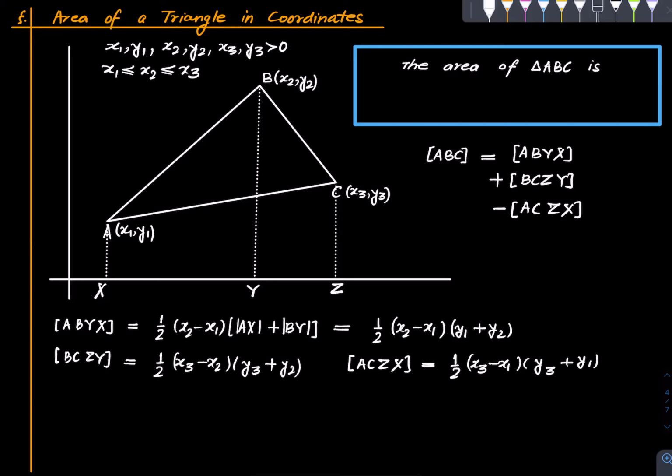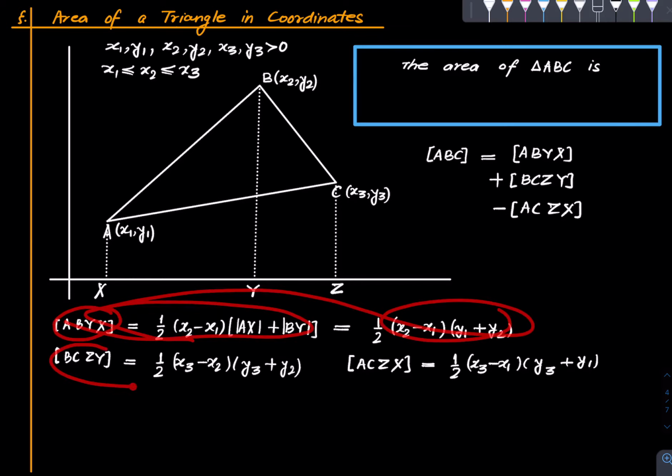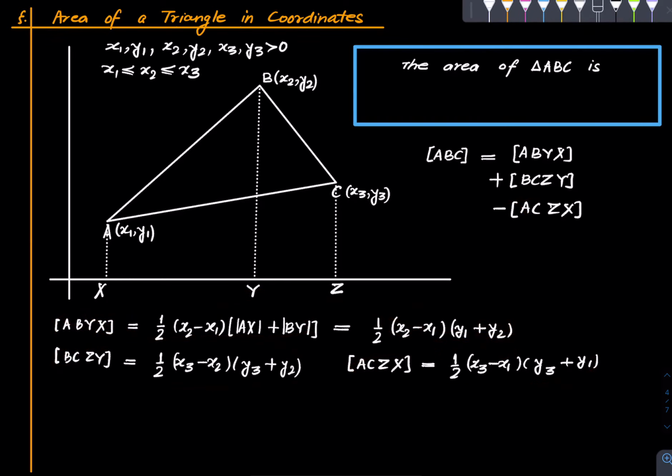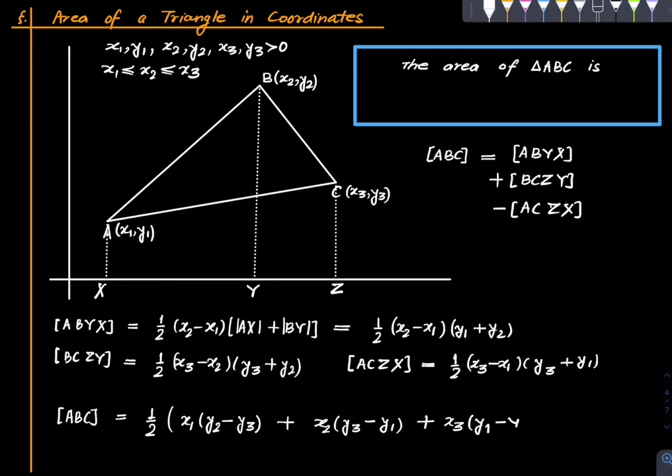Okay, and now if we substitute these expressions that we have computed, here we will get the final answer. It's just a matter of algebra that the area of triangle ABC is half of x1 times this plus x2 times this plus x3 times y1 minus y2.